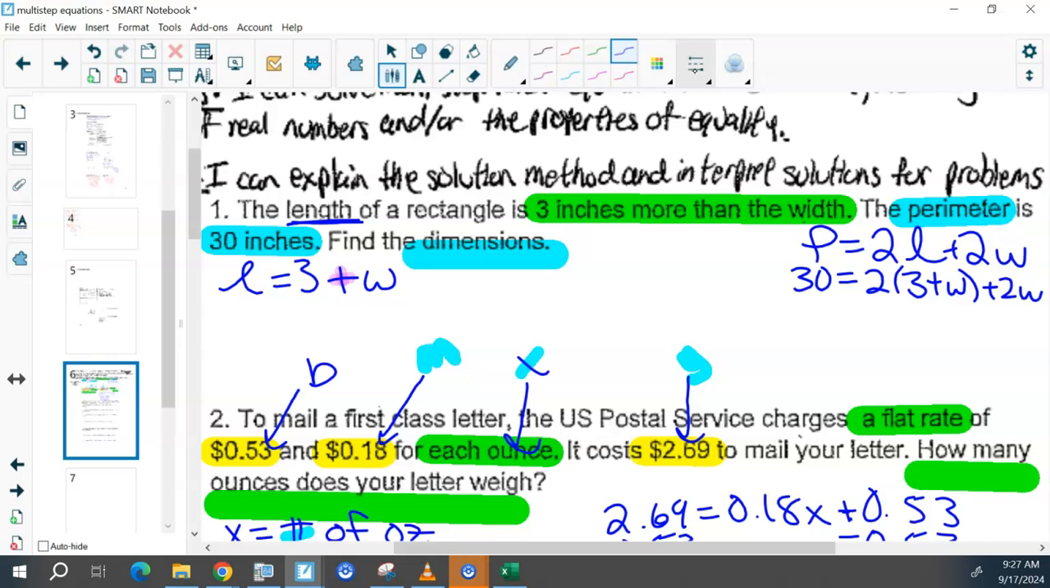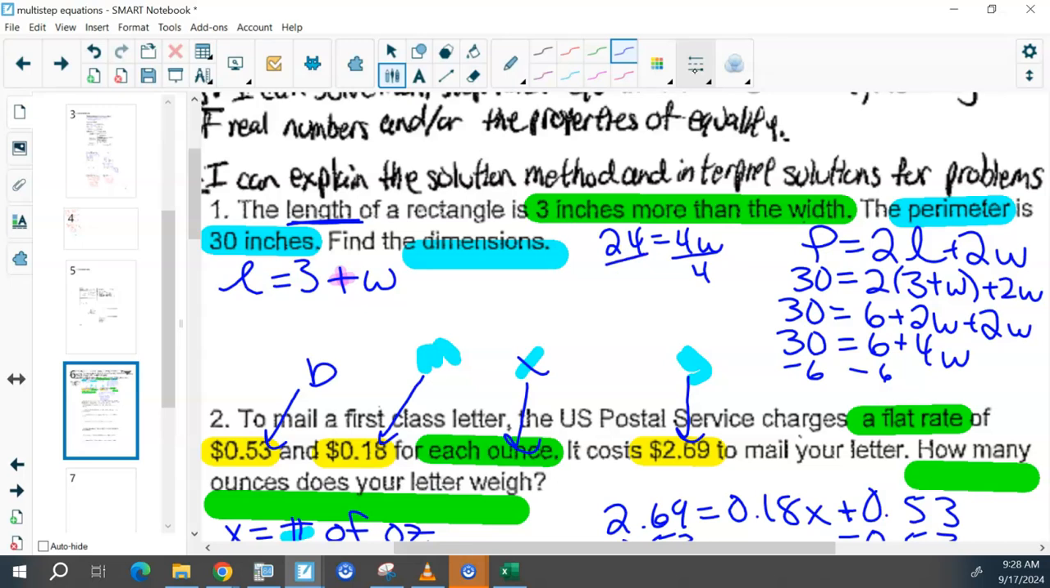Distribute. Distribute the 2. And then combine like terms, add those two W's to get 4W, and then subtract 6 on both sides. We have 24 equals 4W, and divide, what is W? 6. 6 what? 6 inches.